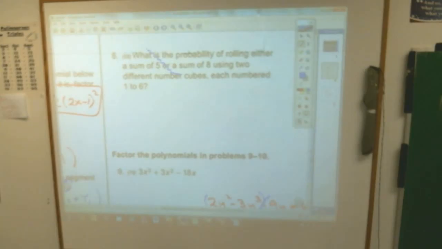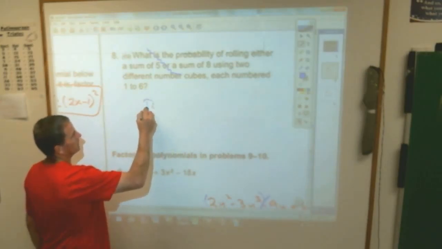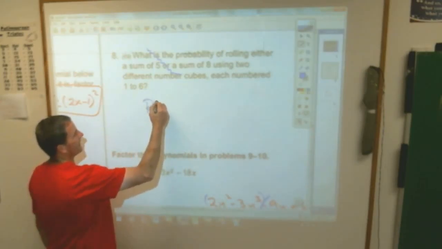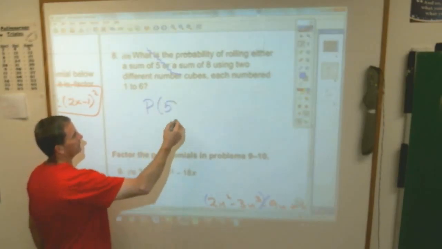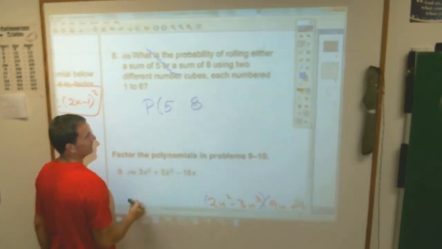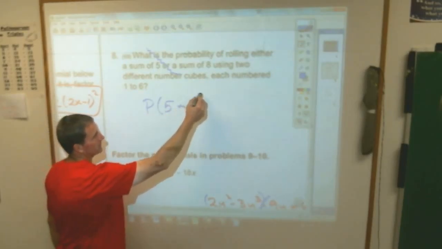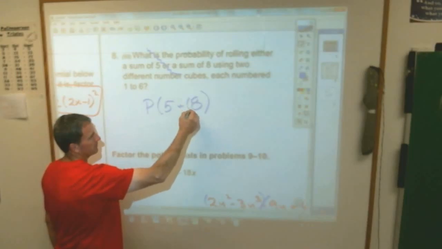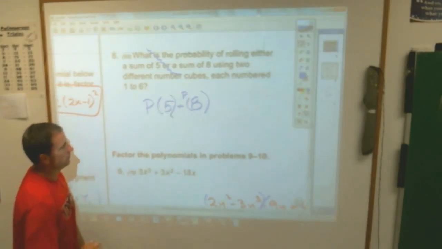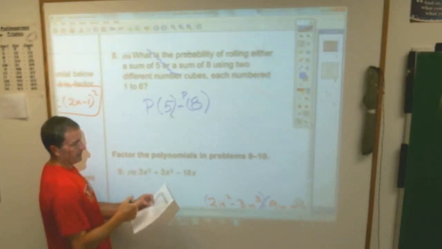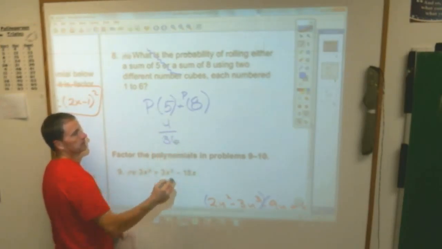So here's your probability of rolling either the sum of 5 or a sum of 8. And when it's an or, that means you add their probabilities together. Probability of the sum of 5 added to the probability of 8. Well, how many different ways are there to get 5? 4, right, out of the 36.